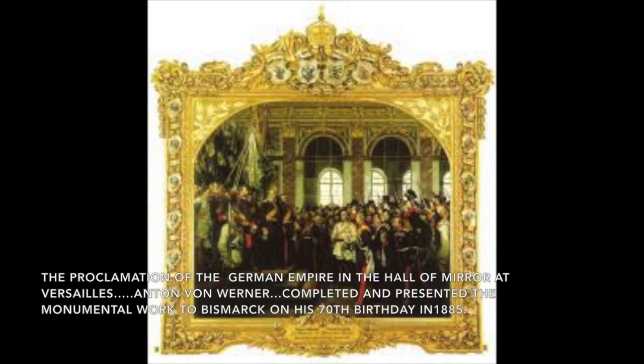The proclamation of the German Empire in the Hall of Mirrors at Versailles. In this picture, we can see an assembly comprising the princes of the German states, the representatives of the army, and important Prussian ministers, including the chief minister Otto von Bismarck. They all gathered in this Hall of Mirrors in the Palace of Versailles to proclaim the new German Empire headed by Kaiser William I of Prussia. They say this was a monumental work, children, and it was completed and presented by the artist to Otto von Bismarck on his 70th birthday in 1885.